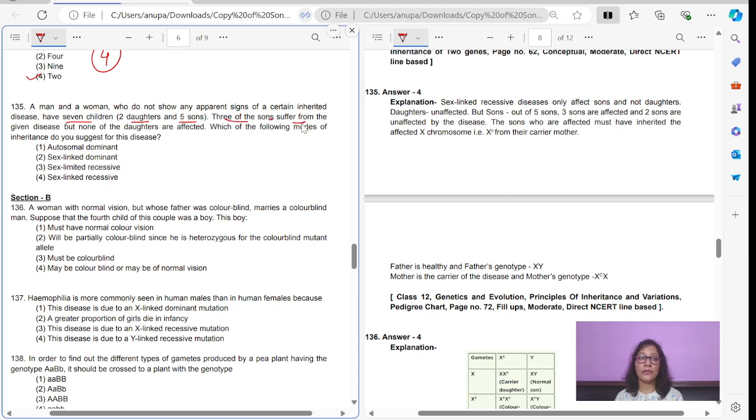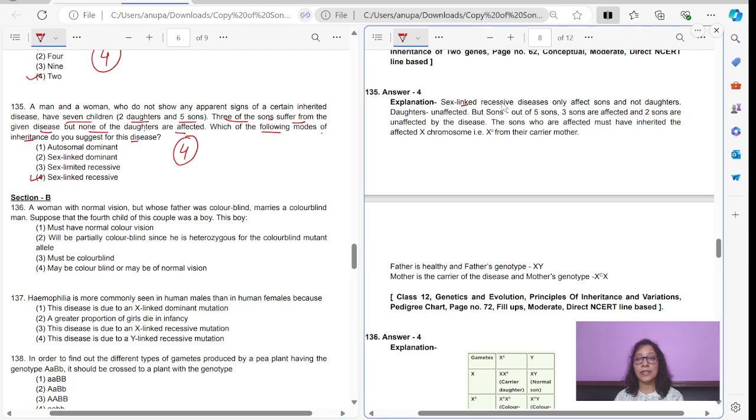Three of the sons suffer from the given disease, whereas none of the daughters are affected. Which of the following modes of inheritance do you suggest for this disease? The options are autosomal dominant, sex-linked dominant, sex-limited recessive, or sex-linked recessive. So the answer will be option number 4, sex-linked recessive. Why? Because sex-linked recessive diseases mostly affect sons and not daughters.